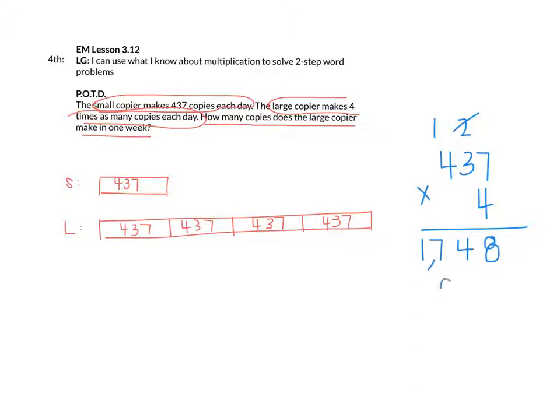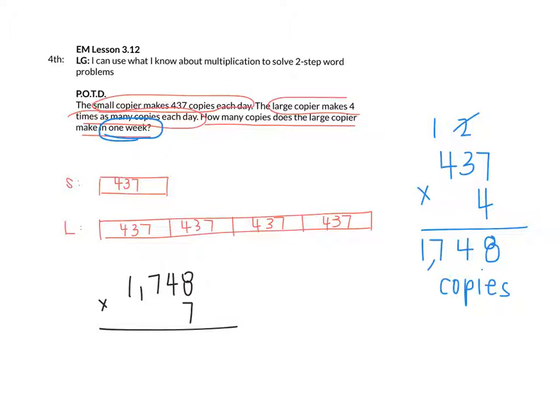Okay, so my answer is 1,748 copies. Is that my final answer? No. With a quiet answer hand, why or why not is that my final answer? Sanvi? It is not your final answer because if you look at what the question is asking, it's asking how many copies does the large copier make in 1 week. Awesome. Yeah, and 1,748 copies is how many copies are made in 1 day. So if I want to find out how many copies are made in 1 week, Evan, what do I need to do? You need to do 1,748 times 7. Because there are 7 days in 1 week.